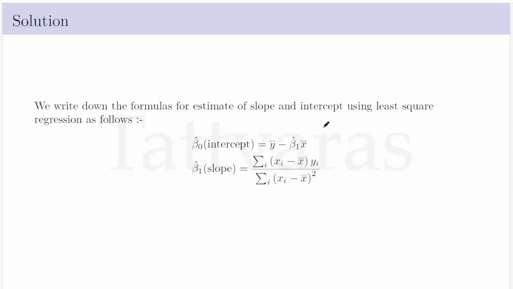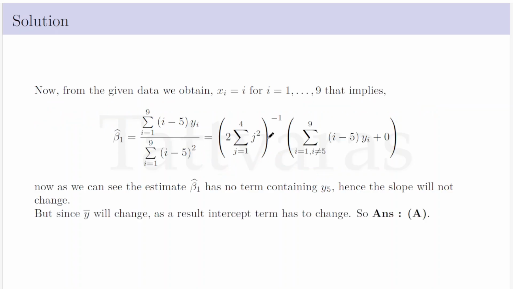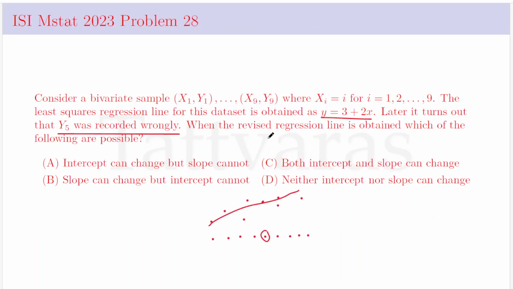But in the intercept, we can see there is this y bar term. The slope term is not changing, but y bar, the average, will definitely change because one of the observations was wrongly recorded. So definitely the intercept will change, and the slope will remain unchanged. Hence the answer should be A: the intercept can change, but the slope cannot. So this is the correct answer.